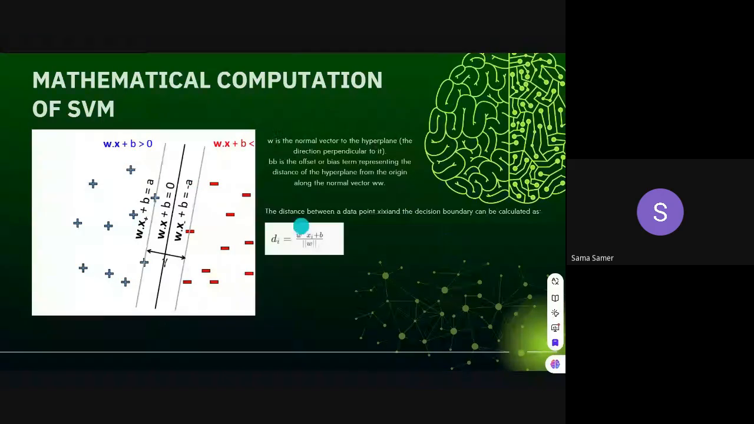Then we have the distance between a data point and the decision boundary, and it is calculated by WT xi plus b over the norm of W. And I will share with you again how we calculate this. I don't think it is a complex mathematical equation, but we use differentiation and integration inside of it. So it would be beneficial for you to see it and study it in person.